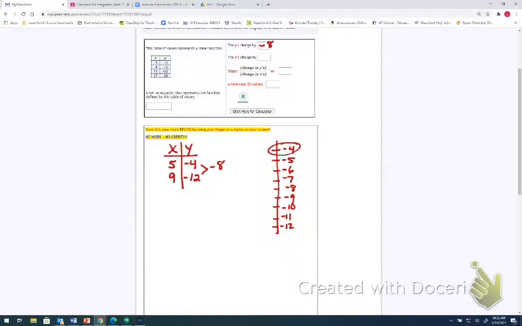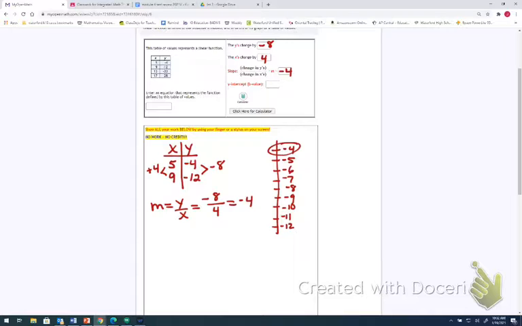The x's went from 5 to 9, so the x's went up 4. Okay, now the slope is the y's over the x's. The y's went down 8, the x's went over 4. Negative 8 divided by 4 is negative 4. So the slope is negative 4.